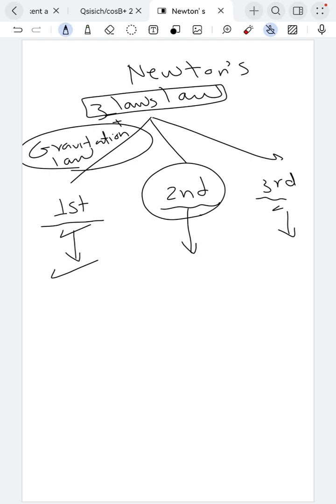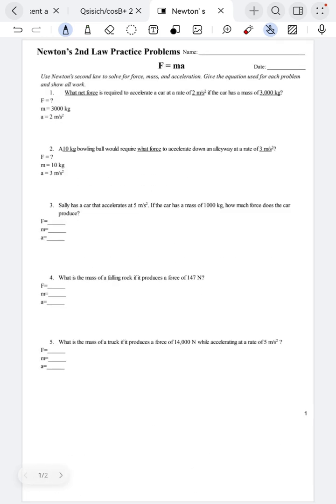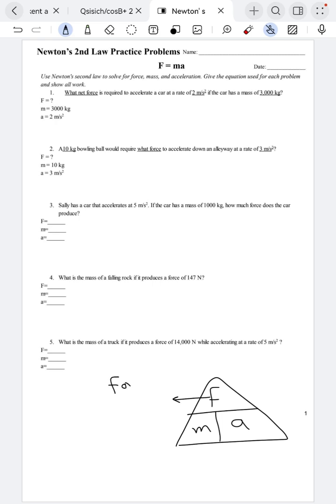Okay, what about the second law that we will focus on today? As you see here, we can put a triangle. Here is F, M, and A. F stands for the force, and the force is measured in Newtons, and we have here mass, and the unit for mass is kilogram, and we have here acceleration, and the acceleration unit is meter per second squared.